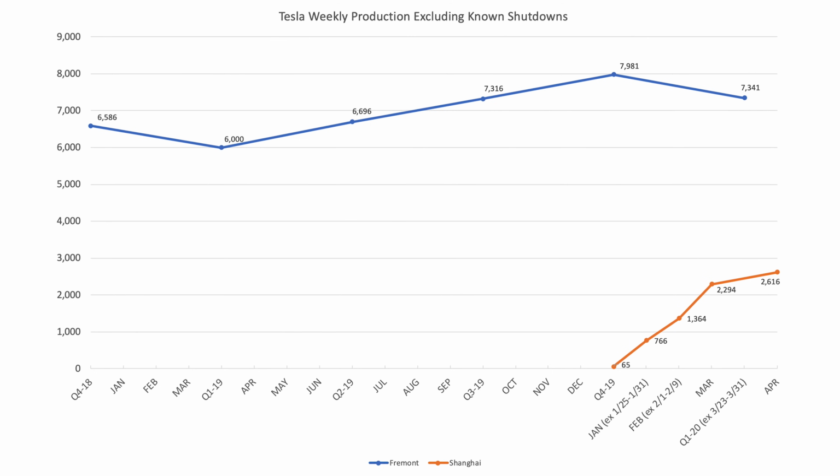Excluding shutdowns, in January, Tesla was at about 800 per week. In February, about 1,400 per week. In March, about 2,300 per week. In April, about 2,600 per week. We know that the goal then is to ramp up to about 4,000 per week sometime in June.